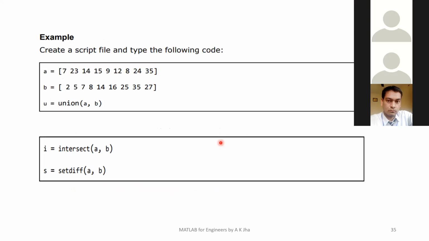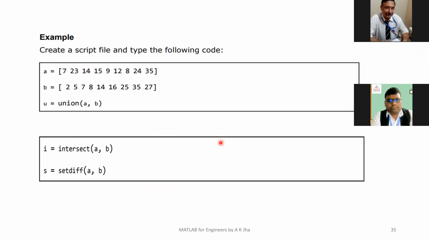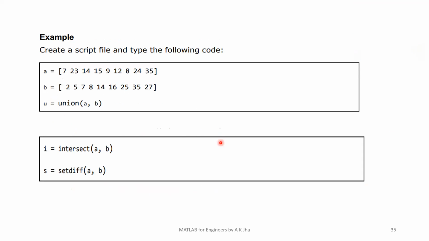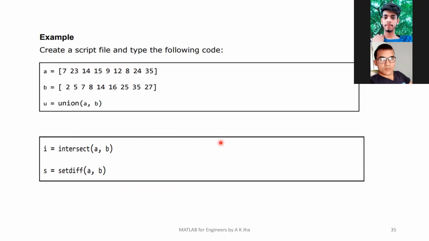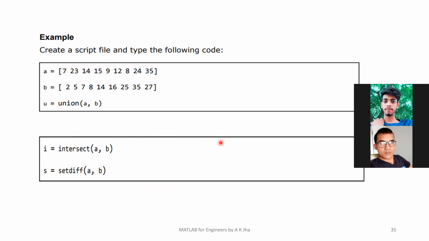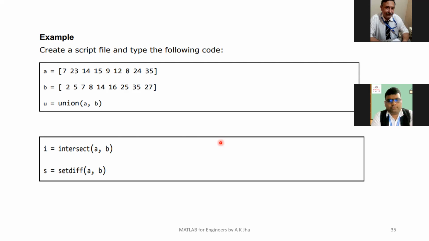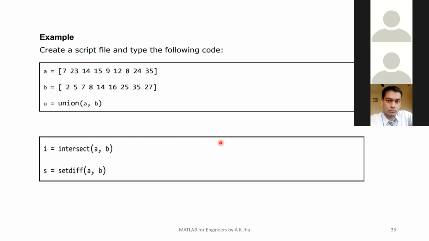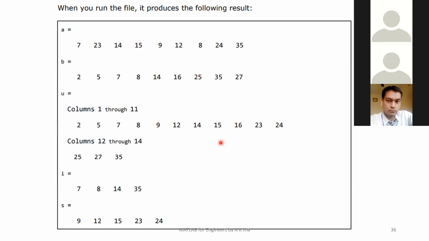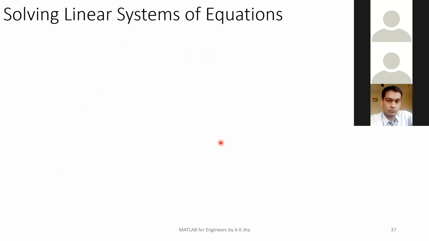Now, for example, if you want to define an array, see A is equal to 7, 23, 14, 15, 9, 12, 8, 24, 35, and B also has a certain number of elements. Then set theory you might have studied. So union and intersection are very famous operations, right? You can also perform this kind of operation and easily calculate union and intersection. So like this you define A and B. These are the examples.